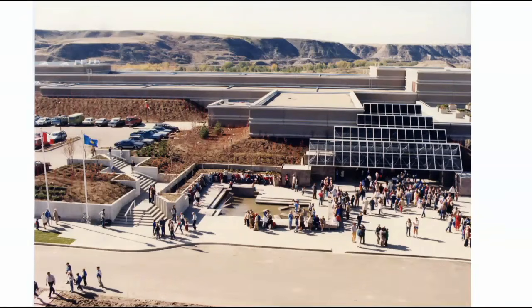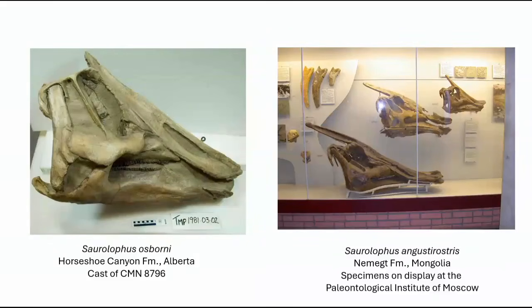And one of these was the question of interchange and connections between Asia and North America. And the poster child for this was this dinosaur, Saurolophus, which was found different species, but clearly the same genus, in both Asia, in Mongolia, and in North America. So this provided clear evidence for some kind of connection between these regions.